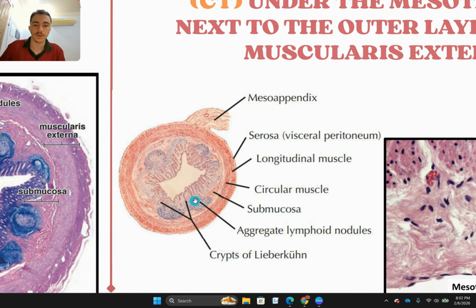We have the mucosa with the crypts, but then we have the aggregated lymphoid nodules, which is the GALT, then the submucosa, circular and longitudinal muscle, serosa, and then the mesoappendix.